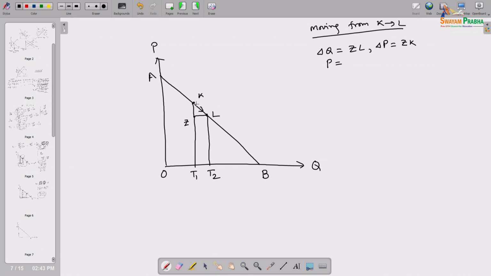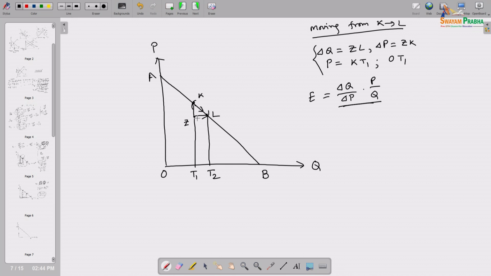From which price is this change delta Q and delta P happening? Definitely we have to consider the initial price, that is KT1, and the initial quantity, that is OT1. Now if we compute delta Q by delta P into P by Q, whatever we land on will be the elasticity value at point K. So moving from K to L, you get some elasticity value. Alternatively, if you move from L to K within the same segment of the demand curve, you are moving from the opposite direction.